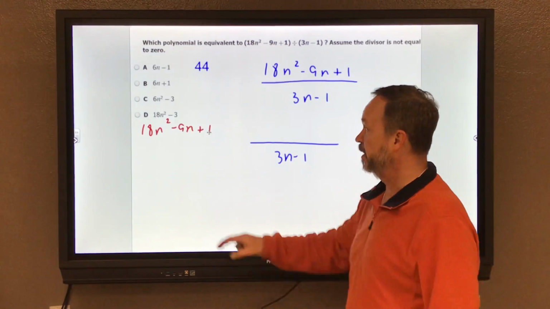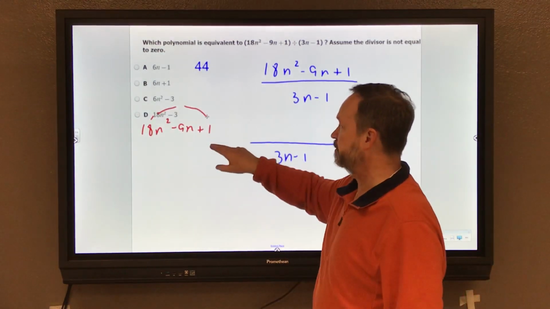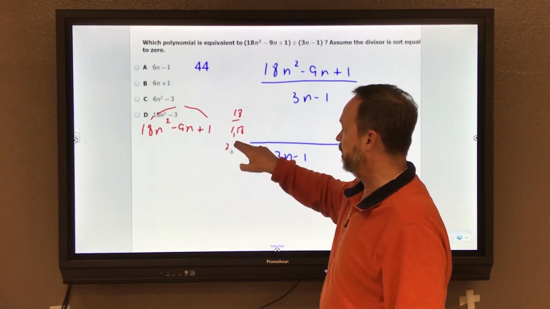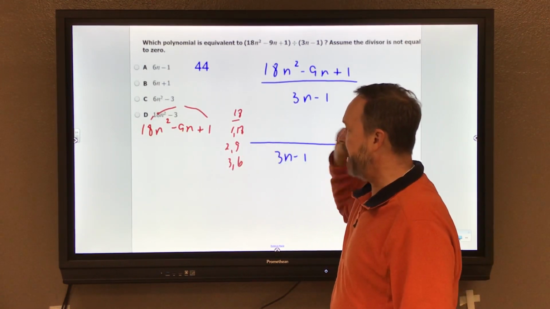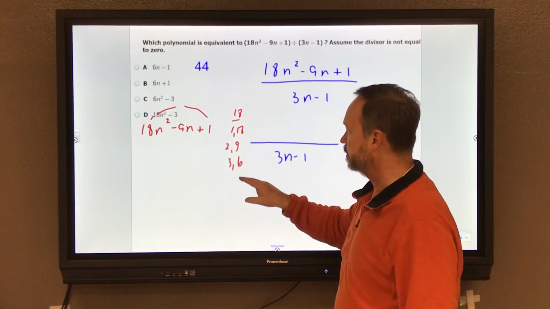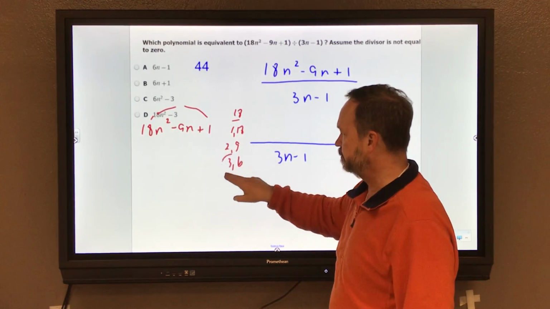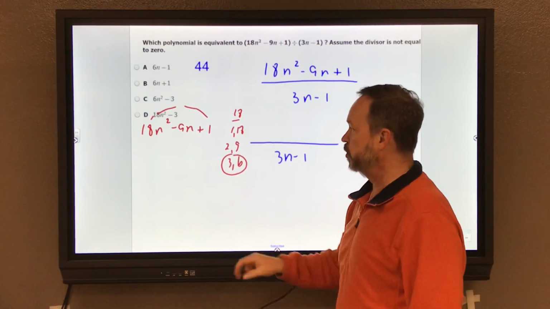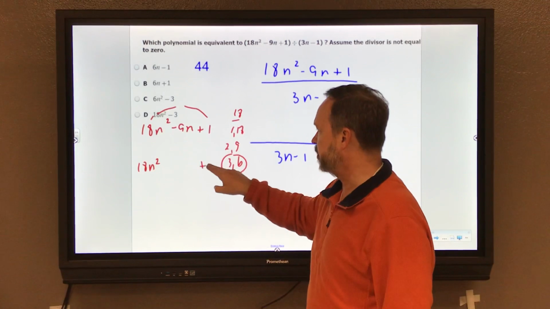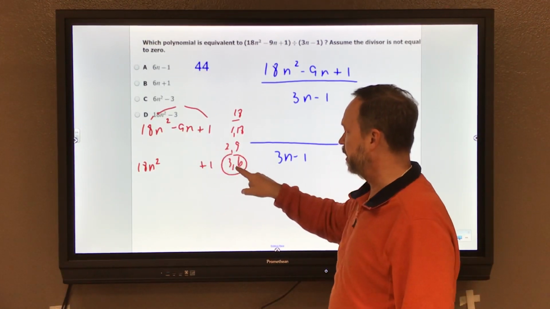Okay, the method. And in the method, you do the 1 times the 18, you get 18. The factors of 18 are 1 and 18, 2 and 9, 3 and 6, and when you read them out, factors of 18 whose sum is 9. So you're going to keep the first term and the last term and turn the 9 into 3 and 6.